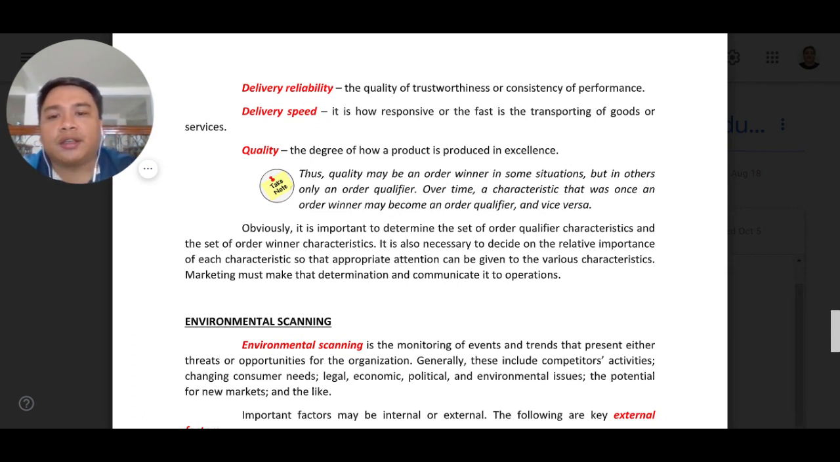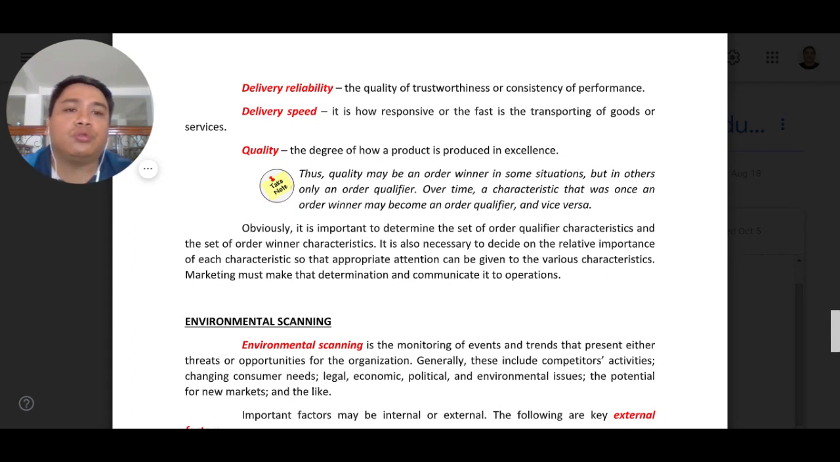Okay. So obviously, it is important to determine the set of order qualifier characteristics and the set of order winner characteristics. It is also necessary to decide on the relative importance of each characteristic so that appropriate attention can be given to the various characteristics. Marketing must make the determination and communicate it to operations, identifying availability or what sets the other competitors an advantage over you. So you must be able to identify those.